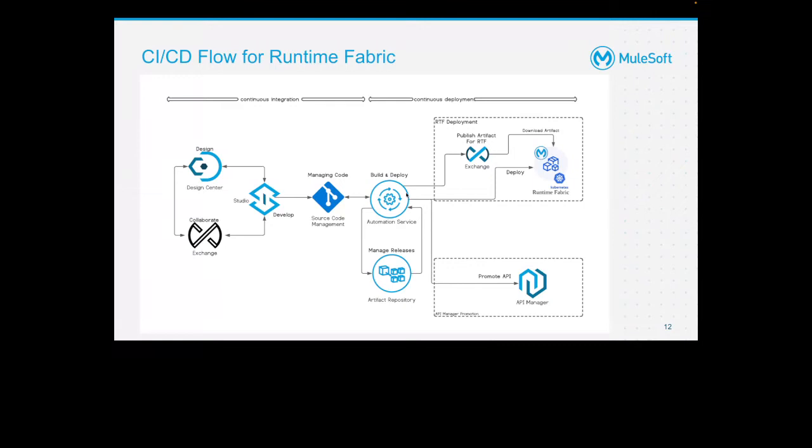This is very important, these two steps: first publishing the asset to Exchange, and then running the mvn deploy command to deploy to the Runtime Fabric cluster. But if you try to just do the mvn deploy directly to the cluster, you would notice that the deployment will not go through, because your asset does not exist in Exchange. So that is very, very important to note, that you need to do these two steps for this deployment, and that is what we will see when we see the implementation of the CI/CD.